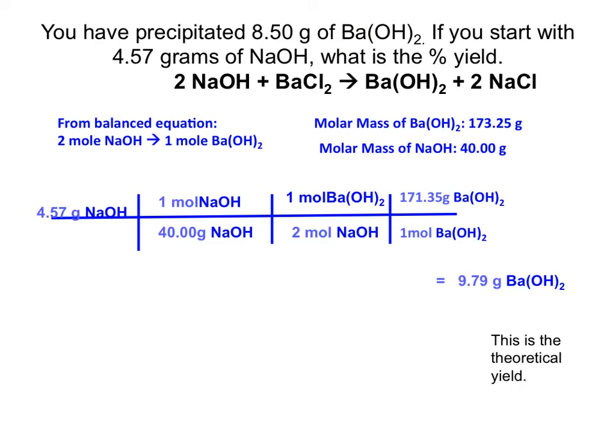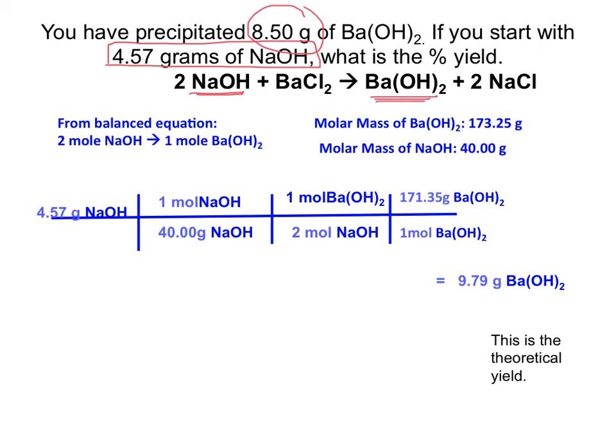All right, let's take a look at another problem. You've precipitated 8.5 grams of barium hydroxide. If you start with 4.57 grams of sodium hydroxide, what is the percent yield? So the first thing I need you guys to understand is there was an amount given to you in this problem. This was not broken down like the first problem we did. Notice that sodium hydroxide is a reactant, and the 8.5 grams of barium hydroxide is a product.